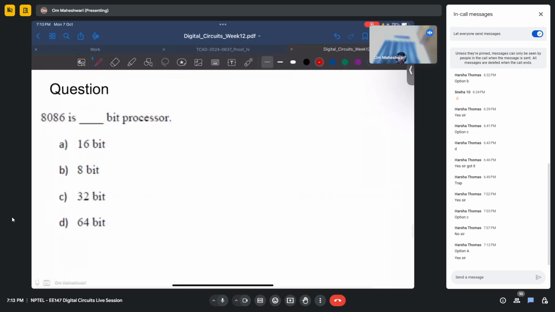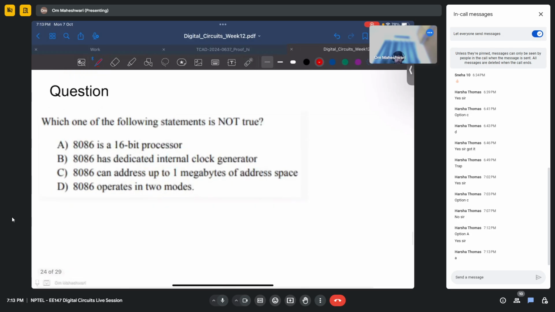Next, we come to some very basic questions about 8086. So most of these 8086 questions are simple and theoretical. So let's see. Does anyone know the answer to this? 8086 is a dash bit processor, right? It is a 16-bit processor. Next one, which of the following is not true about the 8086?